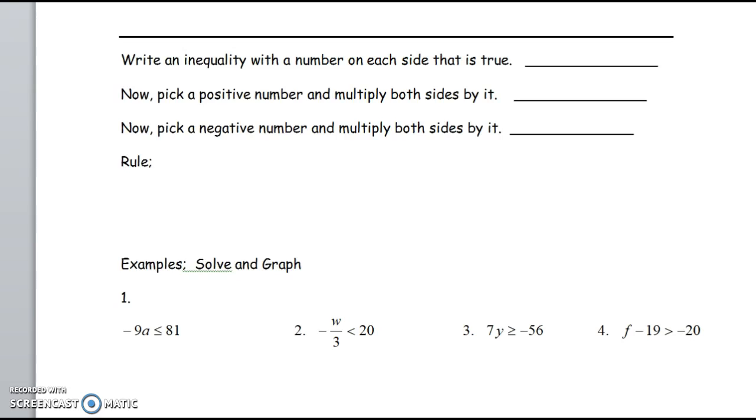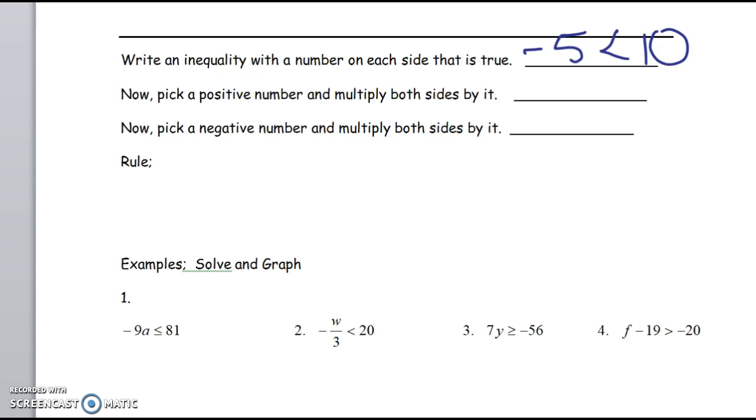So pick two numbers. And if you want to use my numbers, that's fine. I'm going to use -5 and 10. We're going to put an inequality between them. So I'm going to say -5 is less than 10. So whatever makes it true.